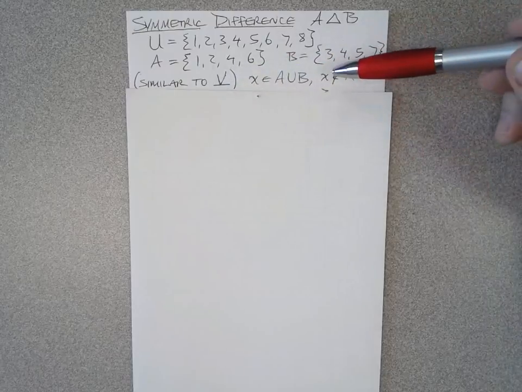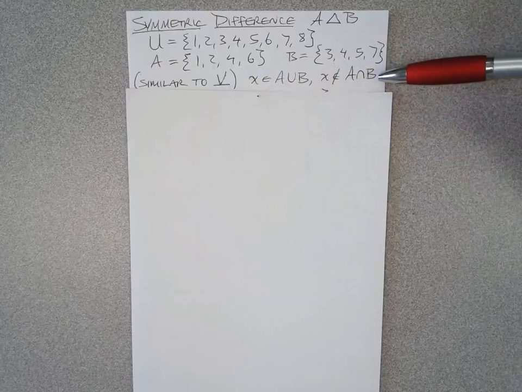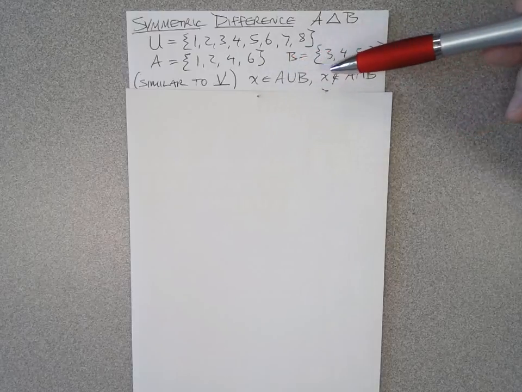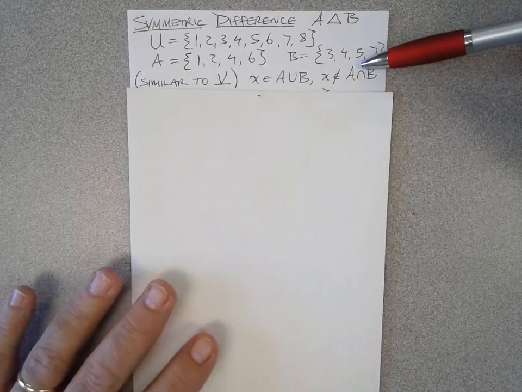That applies with the symmetric difference, because with the symmetric difference, you're looking for those elements that are a part of the union, but not in the intersection. So they're an element of A or B, but not in the overlapping region.